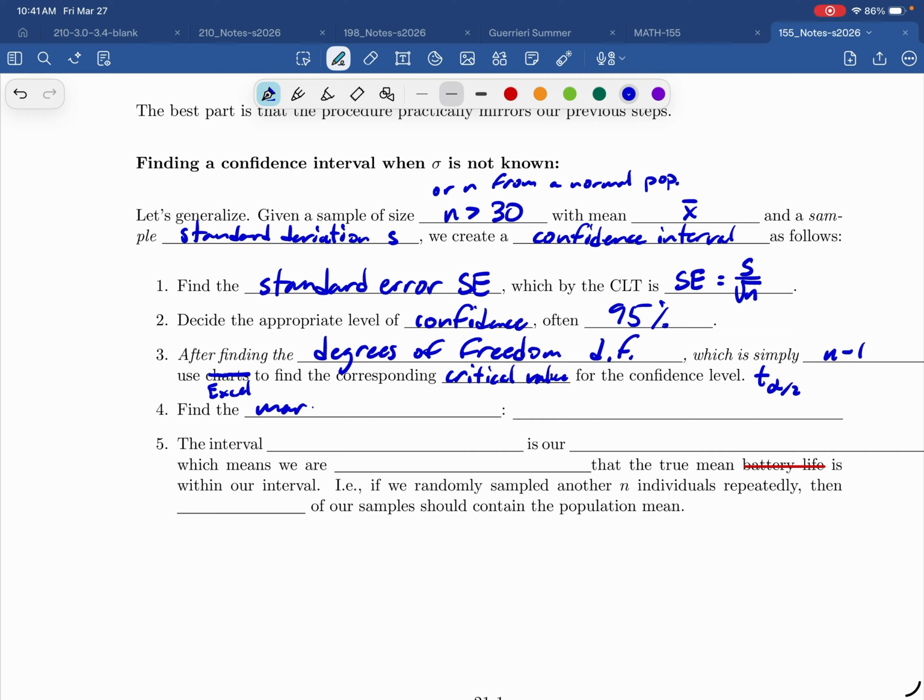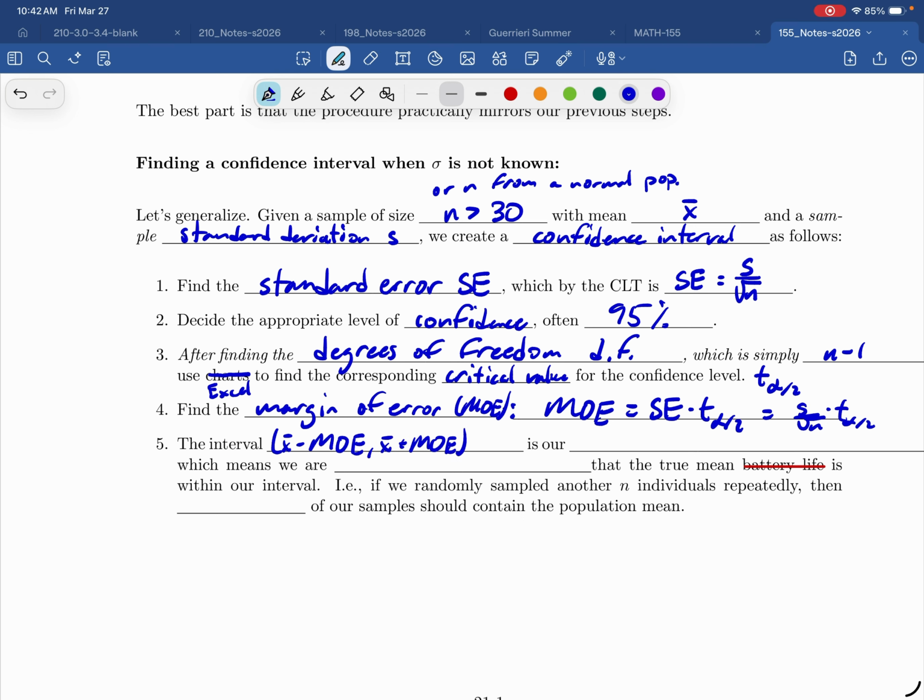And then we're just going to do the same thing that we did last time. We're going to find the margin of error. And that's going to be the same sort of thing it was before: standard error times your critical value, which, instead of writing standard error, we write S over root n times our critical value. And then the interval, x bar, the sample mean, minus margin of error, x bar plus margin of error, that is our confidence interval.